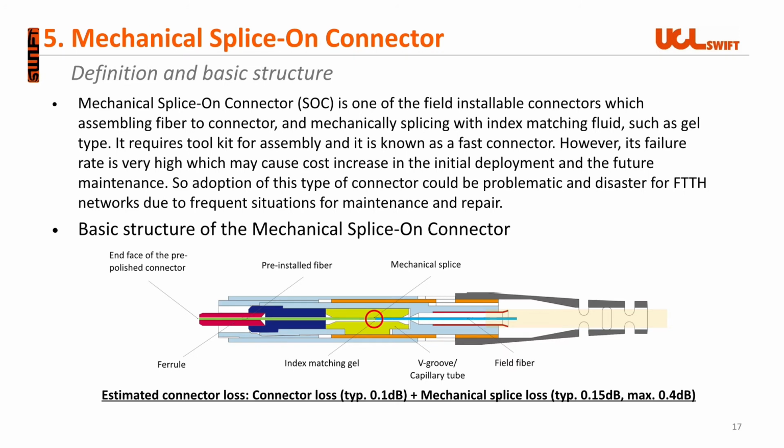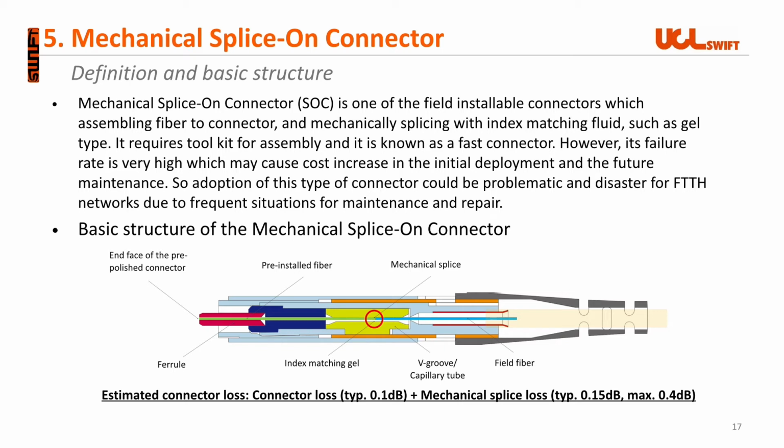Field installable mechanical splice-on connectivity is based on mechanical splice technology, in which two cleaved fiber tips are mechanically contacted and aligned to each other by a special housing, for example, V-groove and capillary, as shown in the figure. And the index matching gel is located between the fibers to decrease the reflected energy of light. It requires a toolkit for assembly, and it is known as a fast connector.